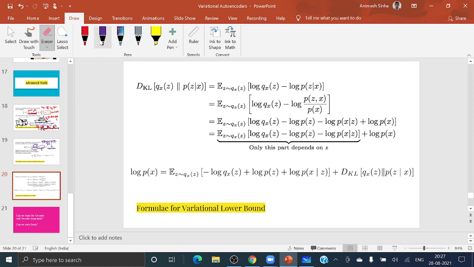Okay, so we are starting afresh, right? So now we'll talk about a new formula called KL divergence.